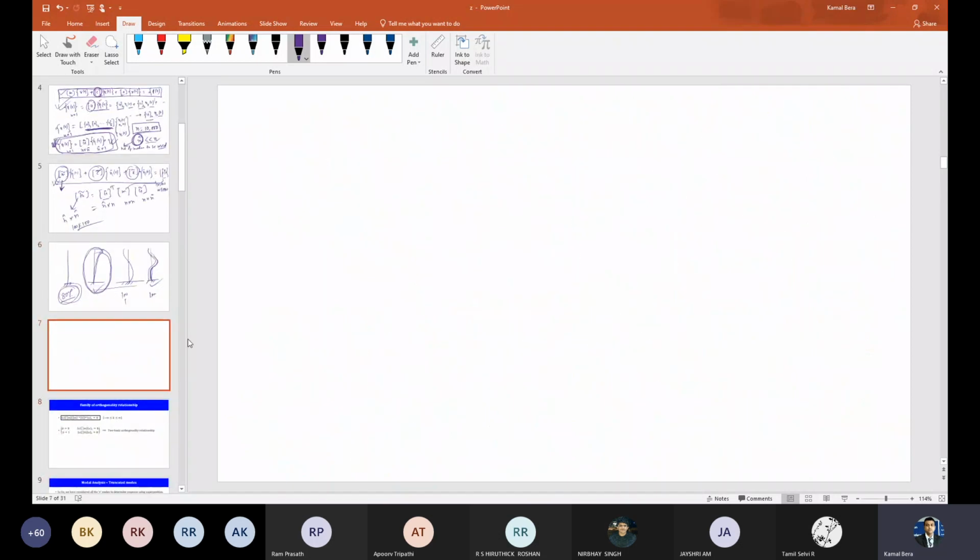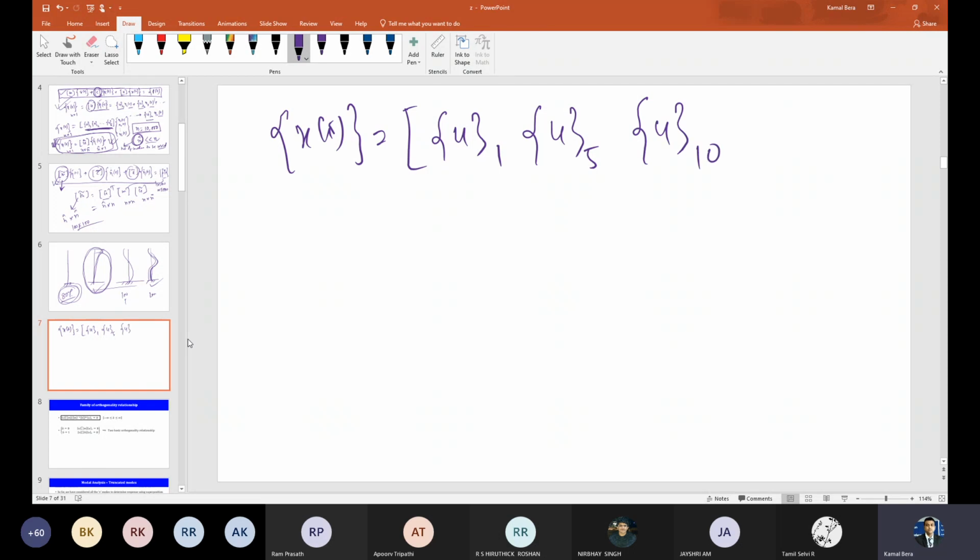What I am trying to say is that x(t) equals u1 times eta 1(t). I can say no, I will not consider the second mode, I will consider the fifth mode, and the 10th mode. Let's say I consider 3 modes only. Then this will be eta 1(t), eta 5(t), eta 10(t).